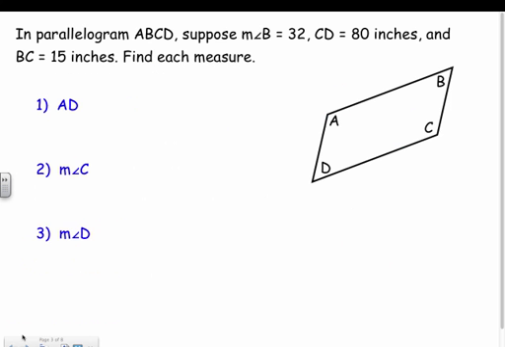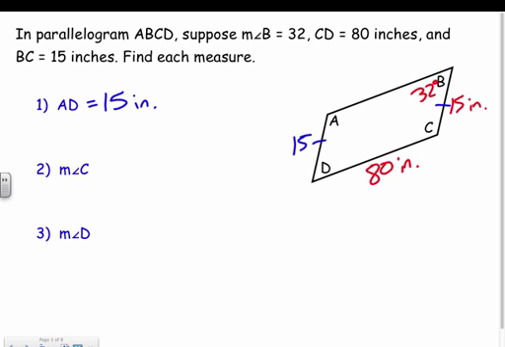So let's use that. In parallelogram ABCD, suppose angle B is 32 degrees. I'm just going to draw that in my picture. CD is 80 inches, and BC is 15 inches. If I use my information, I should be able to come up with the other things I want to know. So AD, well, I know that BC and AD are congruent, so I also know this one is 15 inches. I just had to look at my picture.